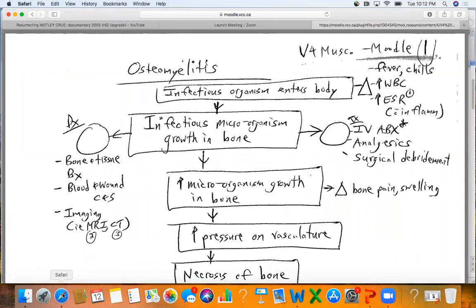What is osteomyelitis? In essence, it's a microorganism growing inside of the bone. It may start out somewhere else, like in the bloodstream, for example, and somehow it works its way into bone. Painful and dangerous.